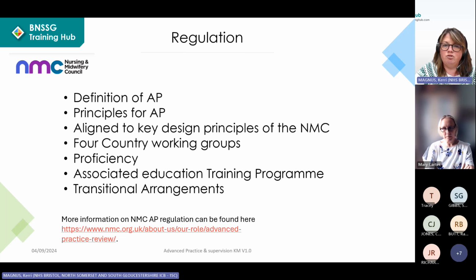We're also looking at transitional arrangements, particularly for individuals who haven't gone through this new trainee route, or have an existing MSc, or are not doing the supported e-portfolio route. So that work is underway, and more information is on that link there.